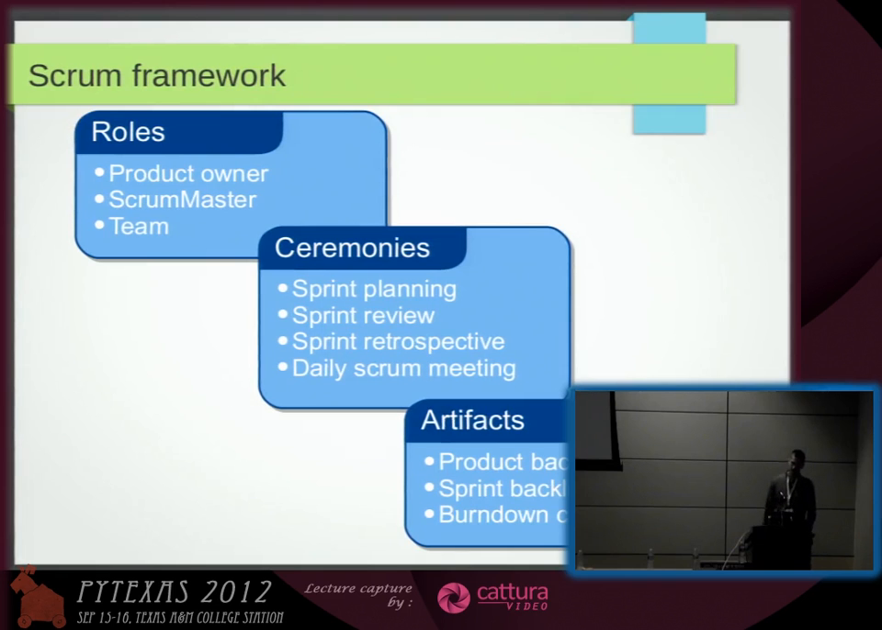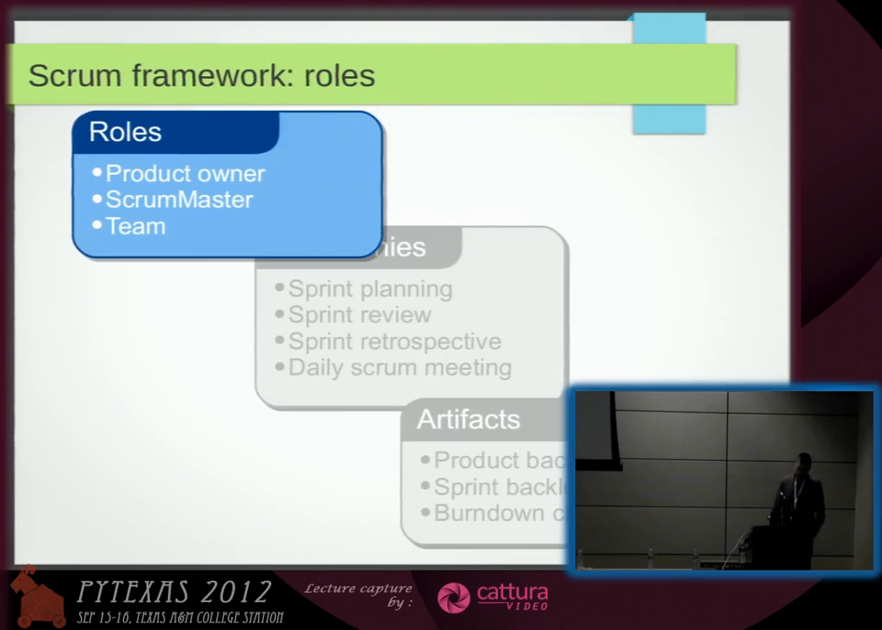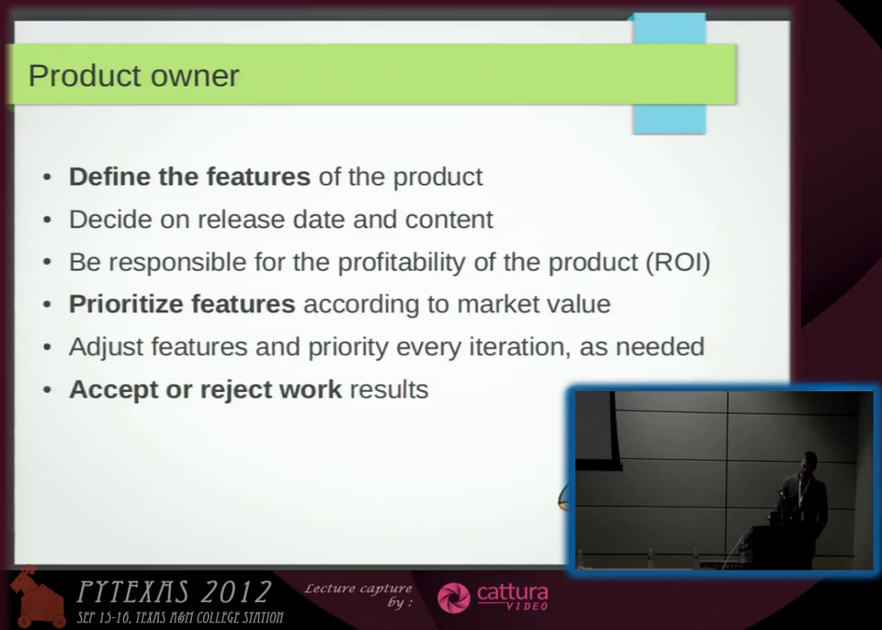Let us quickly go through the framework. There are 3 big things: roles, ceremonies or meetings, and artifacts. Roles: there is the product owner, Scrum Master, and team. The product owner is probably one of the most important roles in Scrum, but one of the weirdest ones, and I'll try to explain why.